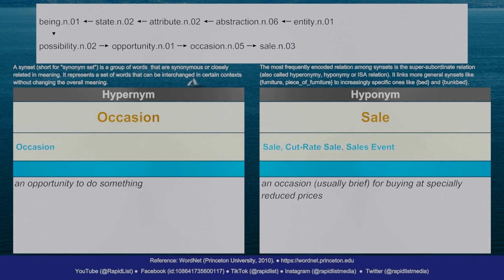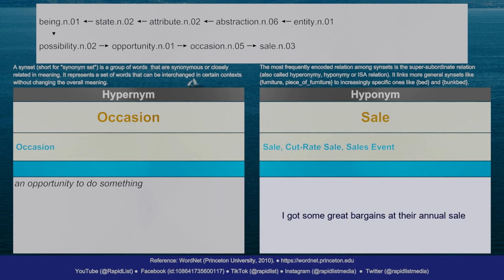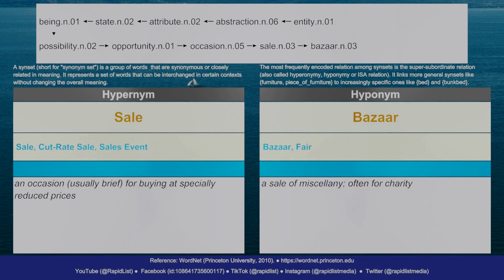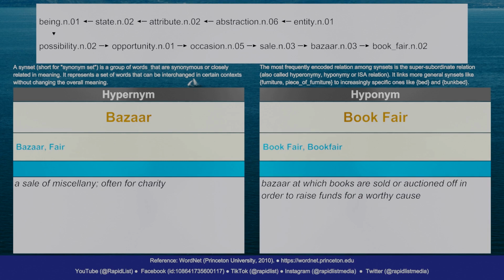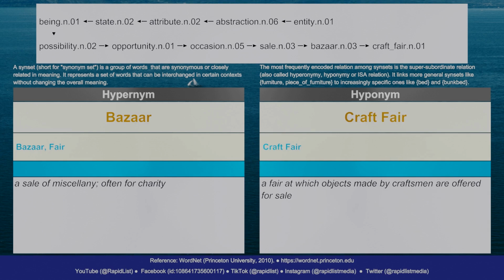Sale. An occasion, usually brief, for buying at specially reduced prices. I got some great bargains at their annual sale. Bazaar. A sale of miscellany, often for charity. The church bazaar. Book fair. Bazaar at which books are sold or auctioned off in order to raise funds for a worthy cause. Craft fair. A fair at which objects made by craftsmen are offered for sale.